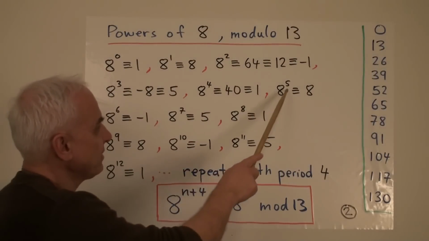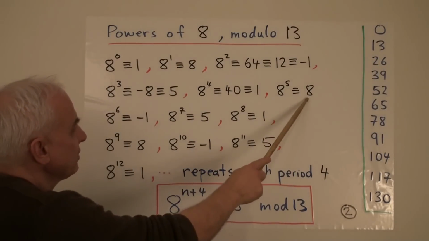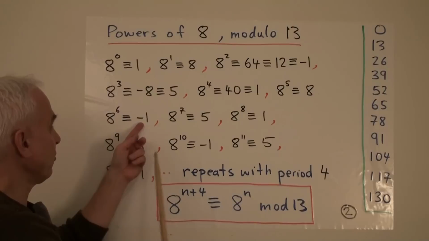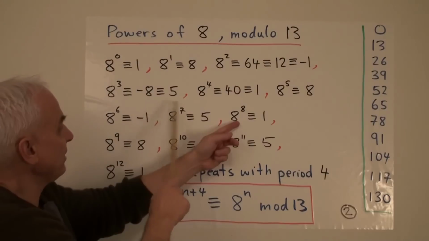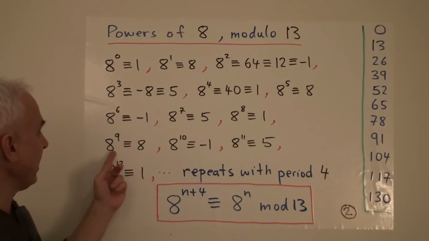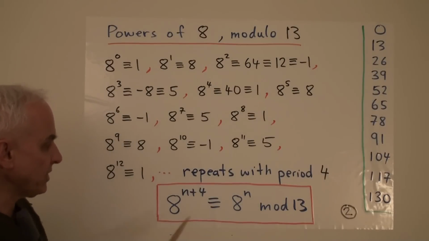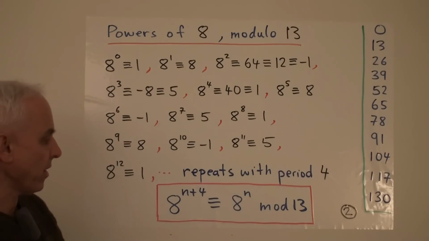Multiplying by 8, we get 8^5 is congruent to 8. And then the pattern continues because we're at the same stage as we were there. Then 8^6 is congruent to minus 1, 8^7 is congruent to 5, 8^8 is congruent to 1, and it repeats again: 8^9 is 8, and then minus 1, and then 5, and then 1. So we see that we have repetition here going on with period 4.